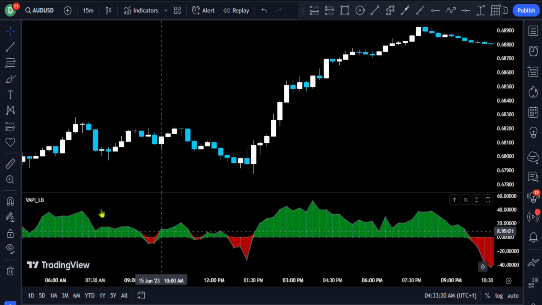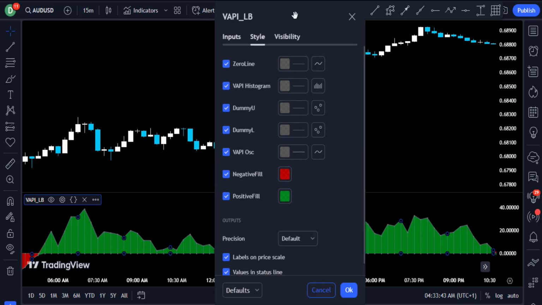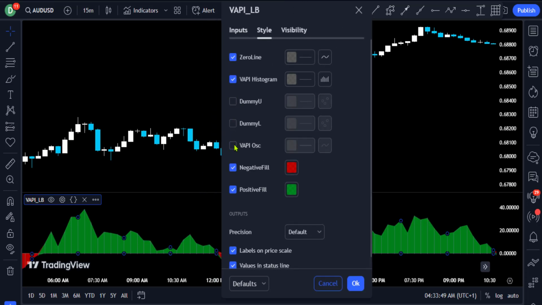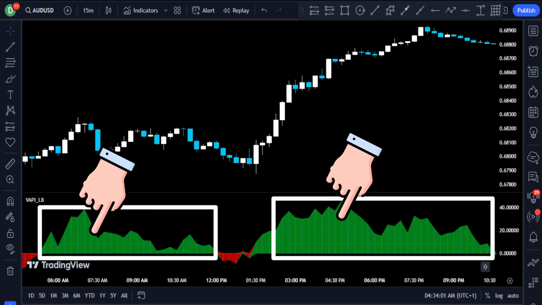Now, you are going to go to the settings of the indicator by clicking on this gear icon, and in this input section, you are going to change this time period to 14. Then go to the style section and uncheck these dummy U, dummy L, and the VAPI oscillator, and then click OK. Now, when the bands of the volume accumulation indicator are green colored, it means that you have more volume of buyers than sellers in the market, and when it is red colored, it shows the presence of a higher volume of sellers in the market than buyers.